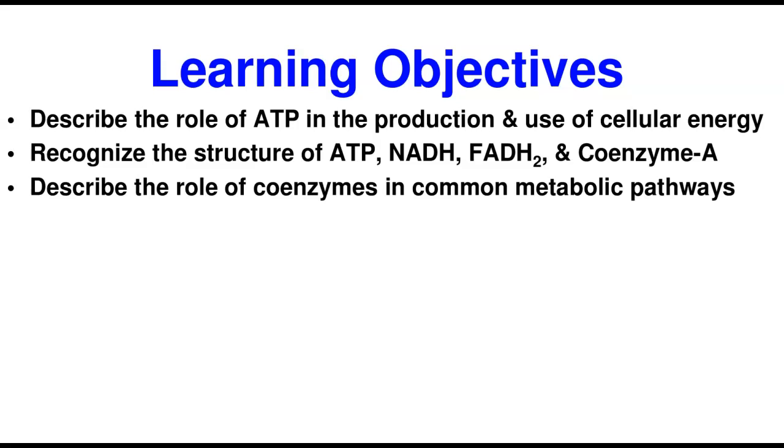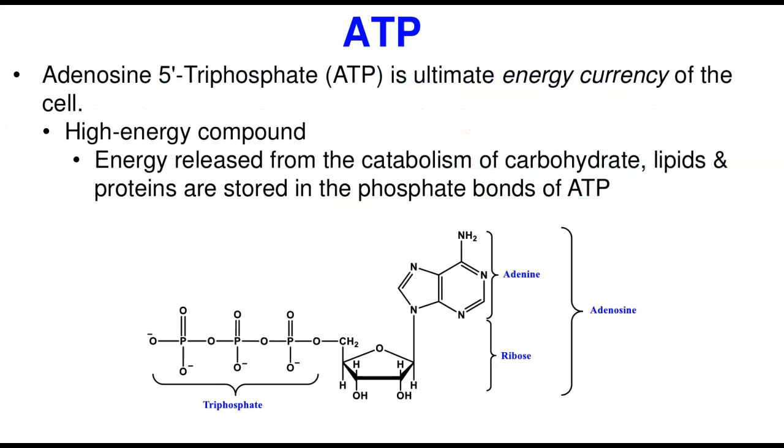Learning objectives. We have the following learning objectives here. Number 1, describe the role of ATP in the production and use of cellular energy. Number 2, we'll recognize the structure of some coenzymes: ATP, NADH, FADH2, and Coenzyme A. We're going to say what the full meaning of all these names are, okay? And then we'll describe the role of these coenzymes in some common metabolic pathways. So these are the 3 learning objectives that we are going to be covering in this lecture.